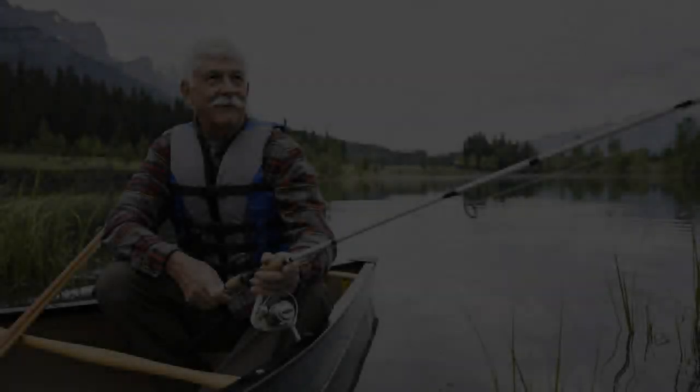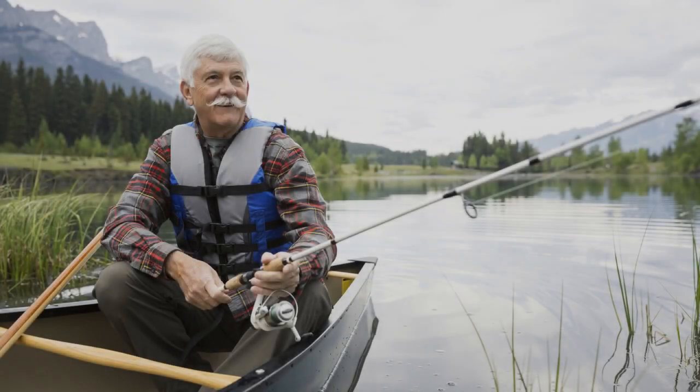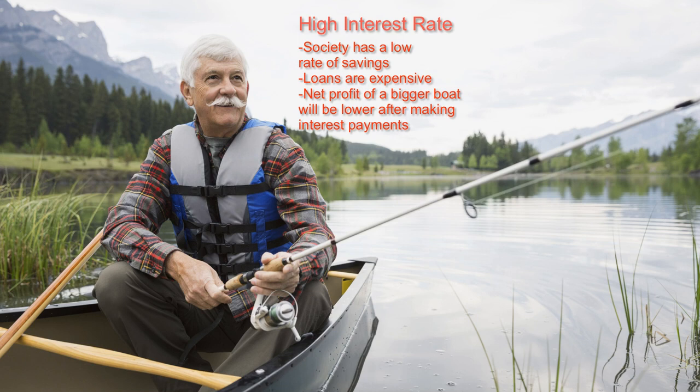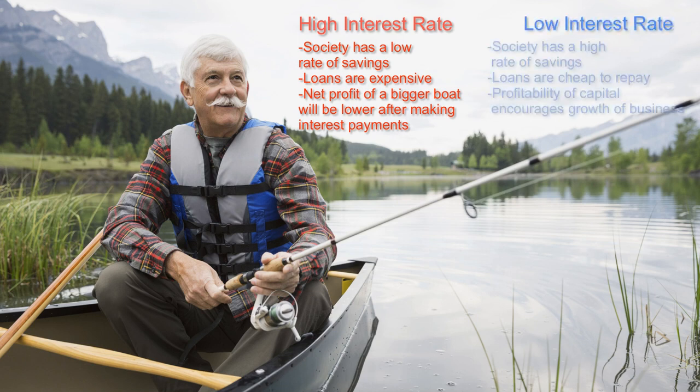To understand the effects of lower interest rates on production within an economy, let's consider a one-man fishing operation. Before an increase of voluntary savings in society, interest rates were rather high. But once voluntary savings increase, interest rates drop. This reveals that the fisherman with a small boat can now acquire a larger fishing boat for his fishing process, which was earlier deemed unprofitable.